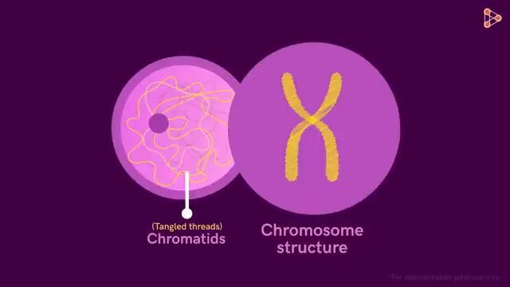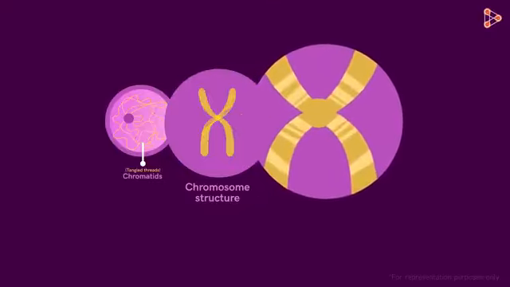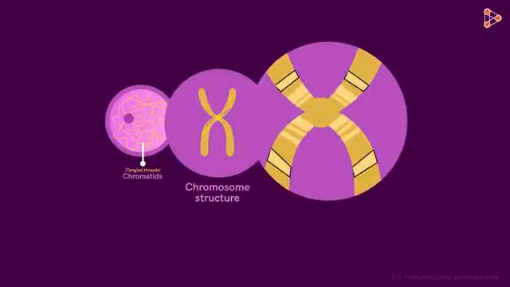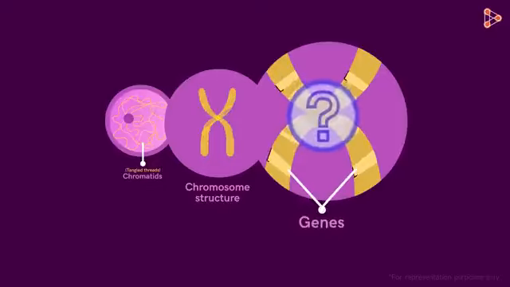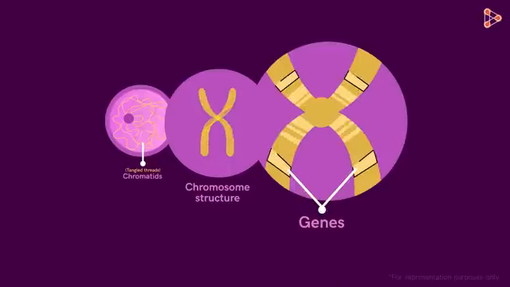Now the next question is, what are these threads, or chromosomes to be precise, made up of? If we zoom into the structure of this chromosome, we find small segments like these that make up the complete structure. These functional segments are nothing but genes. So can we say that chromosomes are made up of genes? Absolutely. All these segments make up the whole structure.